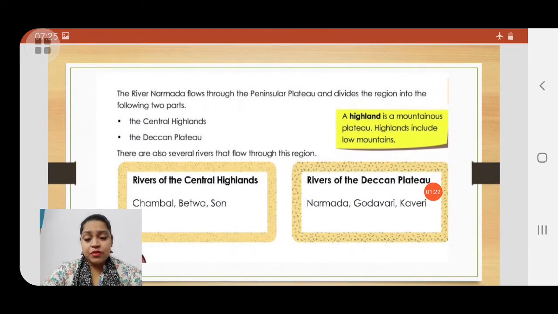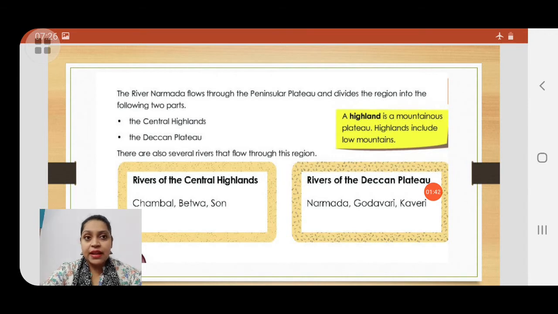And next we studied about the river Narmada. The river Narmada flows through the Peninsular Plateau and it divides it into two parts. What are those parts? Central Highlands and Deccan Plateau. The rivers of the Central Highlands are Chambal, Betwa and Son, and the rivers of the Deccan Plateau are Narmada, Godavari and Kaveri.